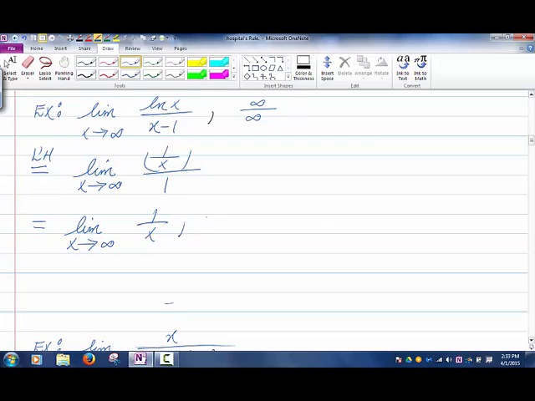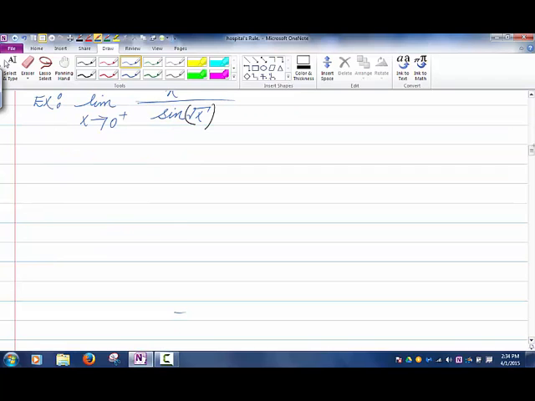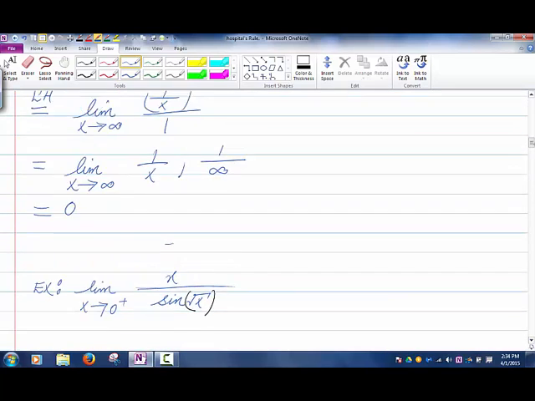What is the limit form at this point? The limit form is 1 over infinity, right? Is 1 over infinity indeterminate? No, it is determinate, and the limit is 0, right? If the denominator goes to infinity, the numerator is going to a fixed number, the ratio will go to 0. Okay, so I get 0 there.